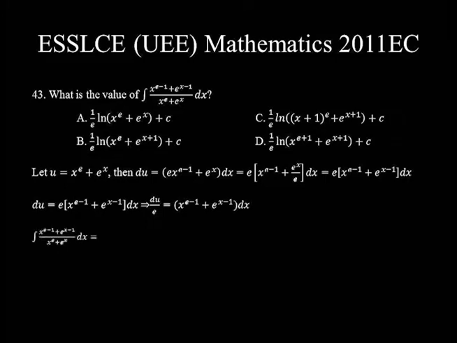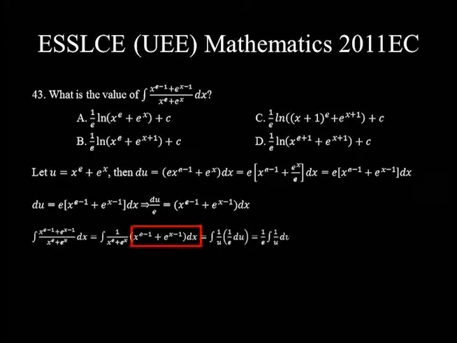So the integral of x to the power of e minus 1 plus e to the power of x minus 1 divided by x to the power of e plus e to the power of x dx can be rewritten as the integral of 1 over x to the power of e plus e to the power of x times x to the power of e minus 1 plus e to the power of x minus 1 dx, which is equal to the integral of 1 over u times 1 over e du. 1 over e is a constant that we can bring to the front of the integral sign, that's 1 over e times the integral of 1 over u du, which is ln u plus c.